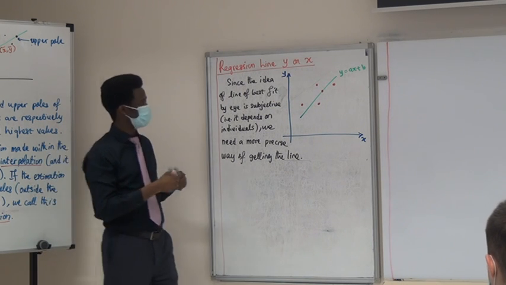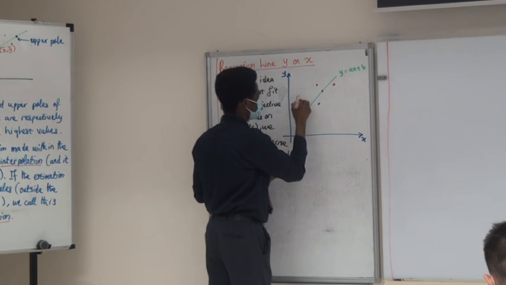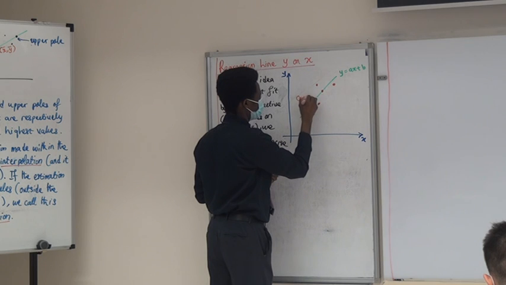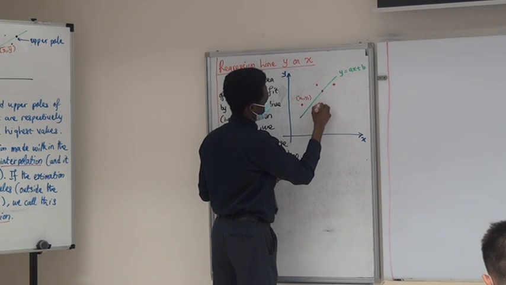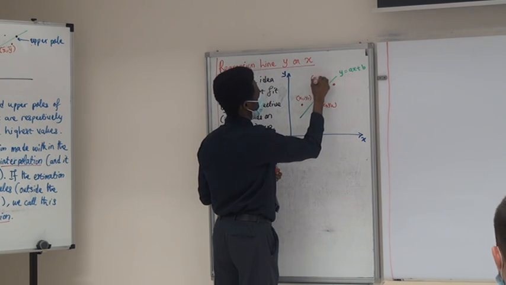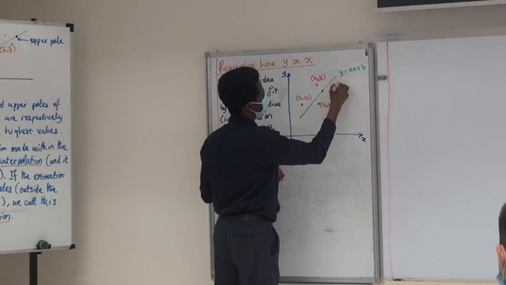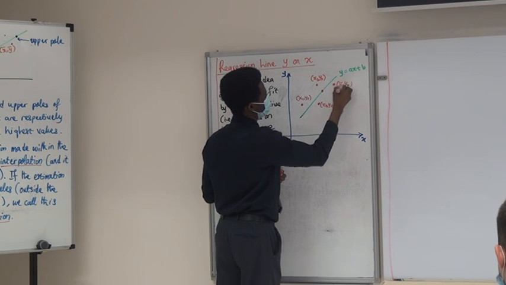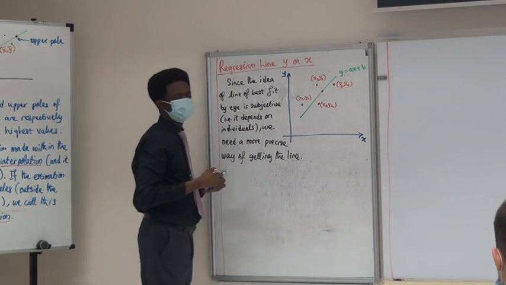Now, this point has coordinate x1, y1. Let's say this is x2, y2. This is x3, y3. This is x4, y4. And of course, that's the main point, something like that.